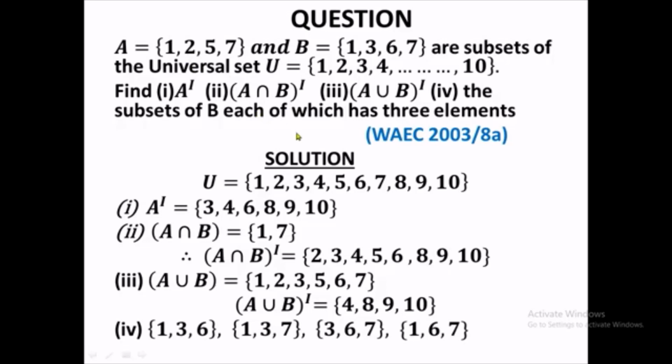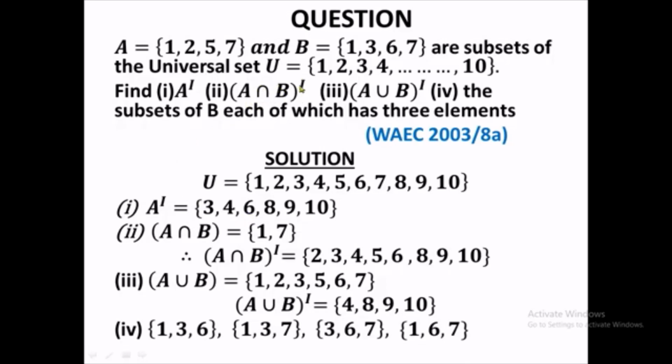Then 5 is here, but there is no 4 here, and 4 is in the universal set, so 4 will be there. Then 6, 8, 9, 10. All these elements in the complement of set A are not in A, but they are in the universal set. So that means the complement of set A is 3, 4, 6, 8, 9, 10. That's the answer. So we have to find A intersection B complement as well.